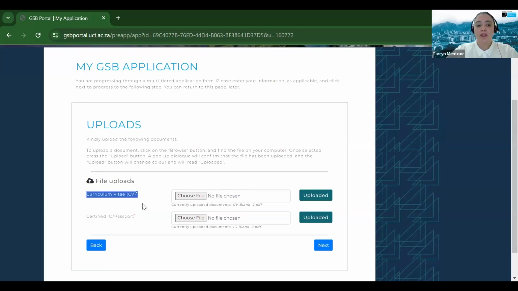And then for this particular course, we do request your CV. Your CV is reviewed during your admissions phase where you're waiting for your outcome. Just want to make a quick note here. You will see certified ID and passport. It doesn't have to be certified. A plain copy will suffice of your ID or passport.